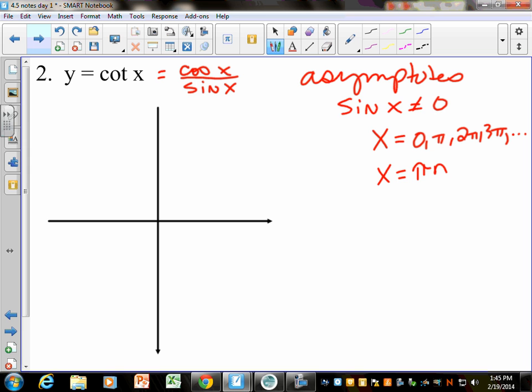Which means the big thing to me, how do you know whether you're looking at a tangent graph or a cotangent graph, as long as there's nothing crazy going on with the period change, is you have to look at the asymptotes. Because the asymptotes on here are going to be different than the asymptotes on tangent. Because on tangent, we had asymptotes at pi halves, at 3 pi halves, and on cotangent, we're going to have asymptotes at 0, and at pi, and at 2 pi, and at negative pi, and at negative 2 pi.